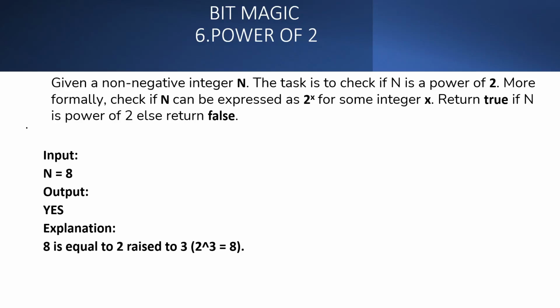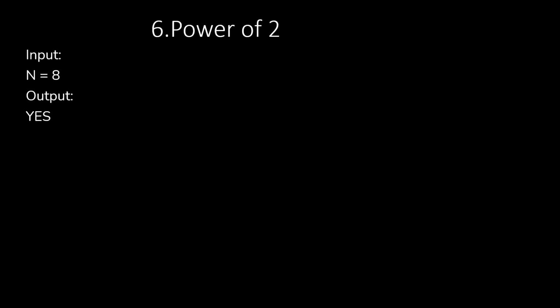We are going to discuss question number 6 of Bit Magic Power of 2 from Geek for Geeks, Must Do Coding Questions. Just have a quick look at the question and we'll be discussing the approach soon. Coming to the approach, let's find out the meaning of the question first.